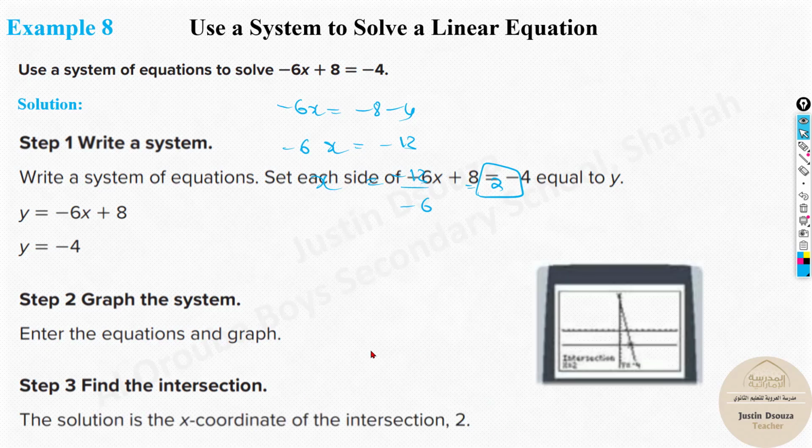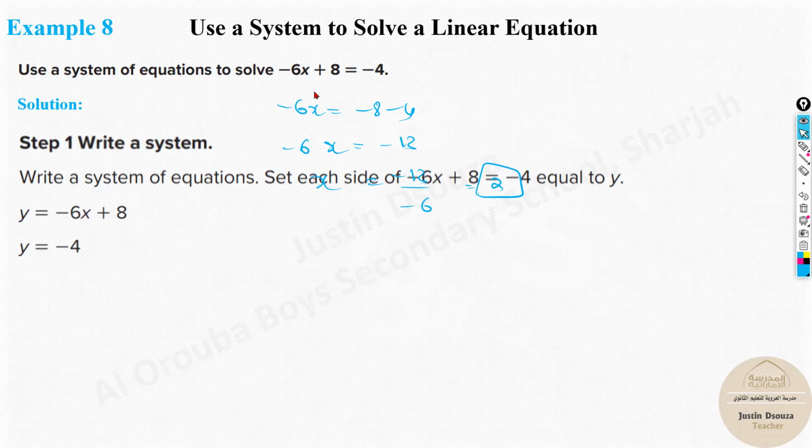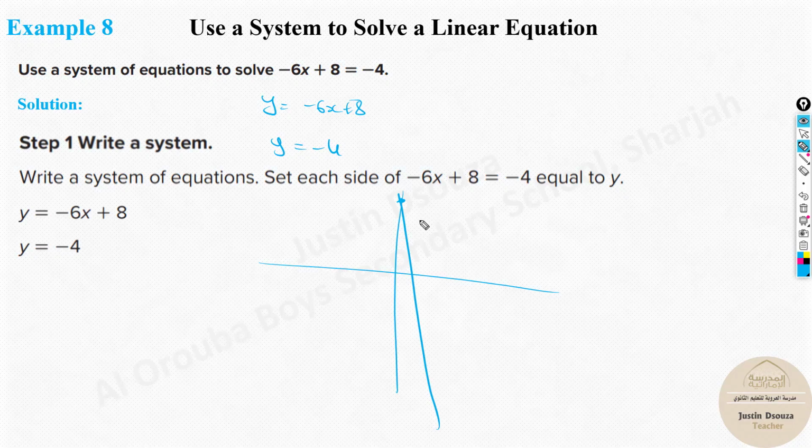It's very simple. But the concept over here is they're trying to make use of a graphing calculator with two equations. Now, what are the two equations? Whatever is at the left side is one equation: y is equal to minus 6x plus 8 and y is equal to minus 4. Two equations. Now, this equation, let me just draw a rough graph. That's a crooked line. Here, plus 8 is the intercept and minus 6 means it's going like this.